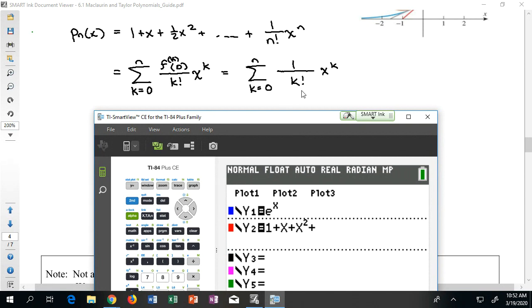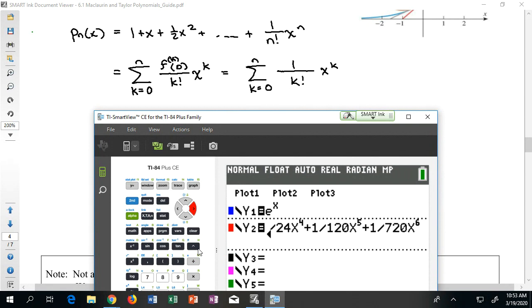Notice if I want an x to the third, what number should be in front of it? Well, it should be 1 over 3 factorial, so that's 1 over 6, x to the power of 3. If I wanted x to the fourth, I'd have 1 over 4 factorial. That's 1 over 24, times x to the power of 4. 5 factorial, that'd be 1 over 120, and that would be the coefficient of x to the fifth. If I wanted to go up to the x to the sixth term, I'd have 1 over 6 factorial, which I think is 720, and then times x to the power of 6.